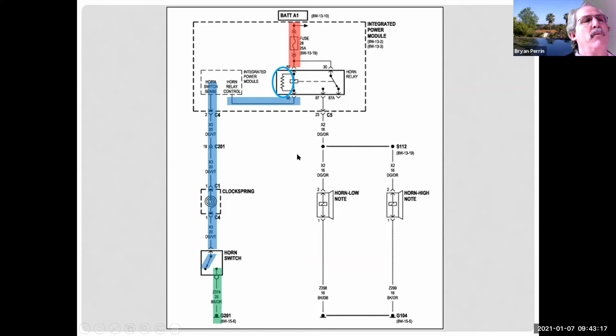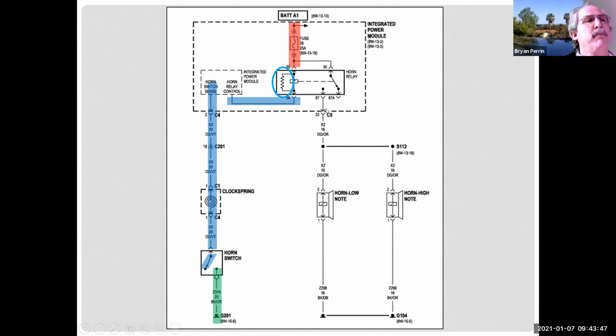And so when we say the horns don't work, to just jump in and go, well, I think it's a bad horn. It could be a bad clock spring, could be a bad horn switch, could be a bad integrated power module. That sounds expensive. That's kind of like a rear SAM. Could be a blown fuse. It could be a bad wire here. It could be two bad horns. It could be a bad ground at G104 where it got corroded or the bolt came out, so it's no longer connected. It could be a lot of things.